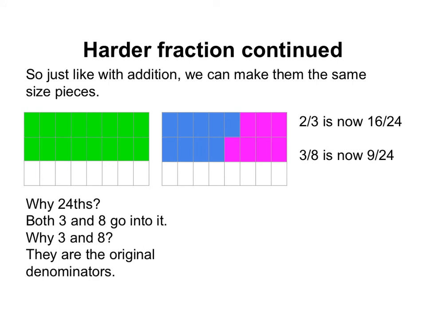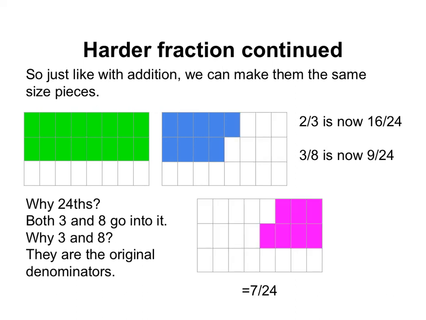If I fill in where I put these purple blocks, then the area of the green shaded rectangle is equal to the area of the blue and purple shaded. So what did I add? I added this purple. If I count that up, I have 1, 2, 3, 4, 5, 6, 7 pieces that are purple, and I have 24 pieces in the whole. So 2/3 minus 3/8 is 7/24.